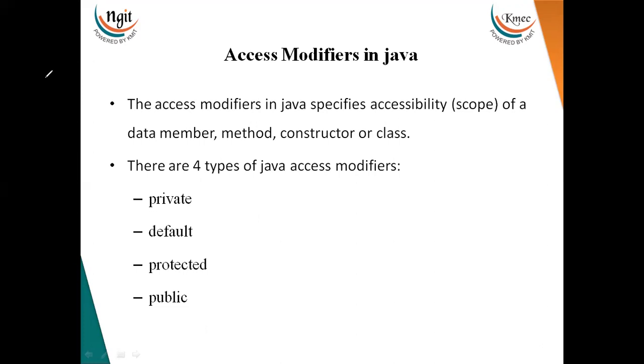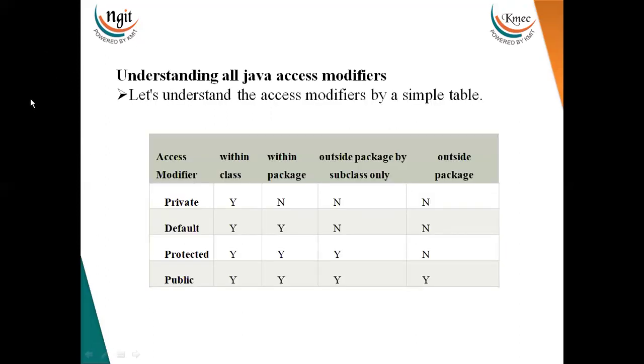Sir, how many access modifiers are there? Beta, there are four: private, default, protected, and public. These are the four access modifiers. Now I'm going to explain these four access modifiers with a simple table. So here you can understand this. First, this is a column which is showing the access modifiers, right?